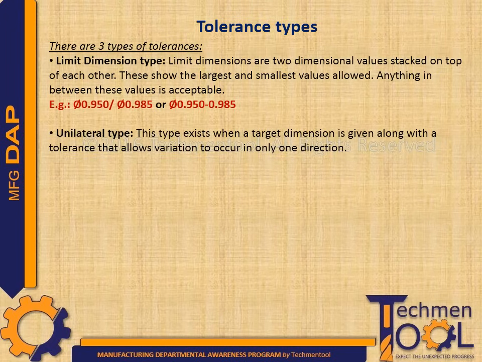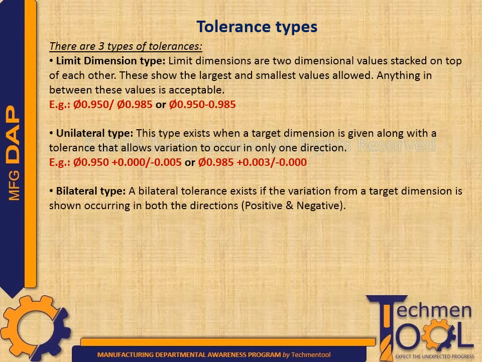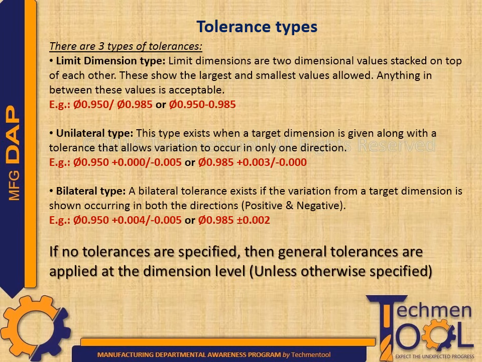Unilateral type exists when a target dimension is given along with the tolerance that allows variation to occur in only one direction. A bilateral tolerance exists if variation from a target dimension is shown occurring in both directions, positive and negative. If no tolerances are specified, then general tolerances are applied at the dimension level, unless otherwise specified.